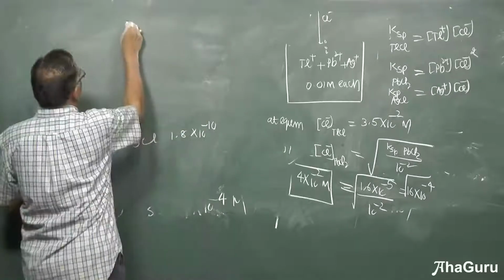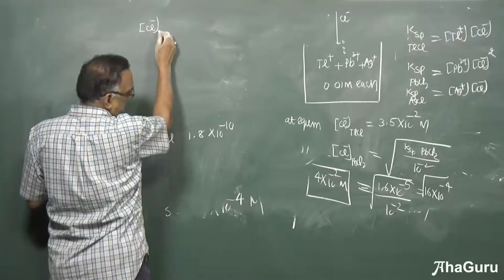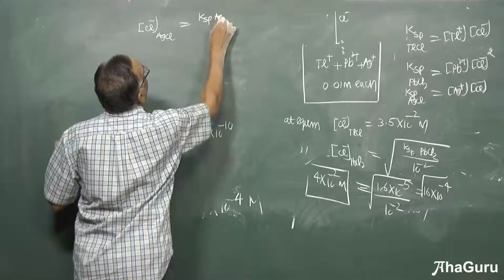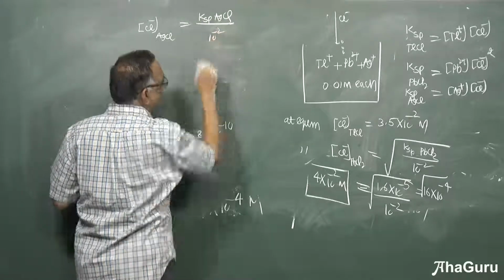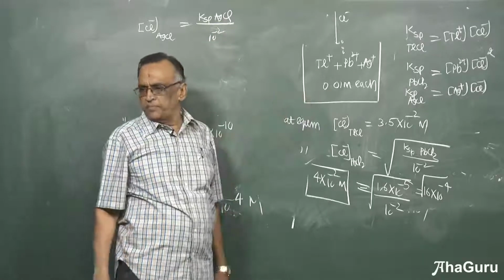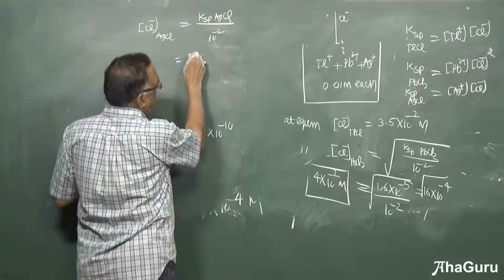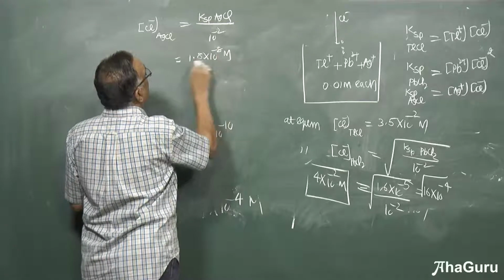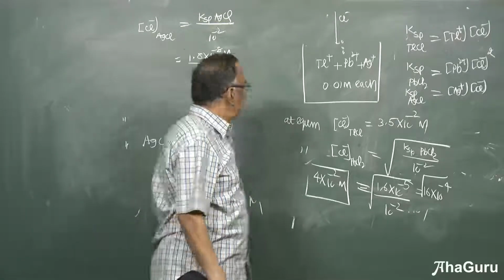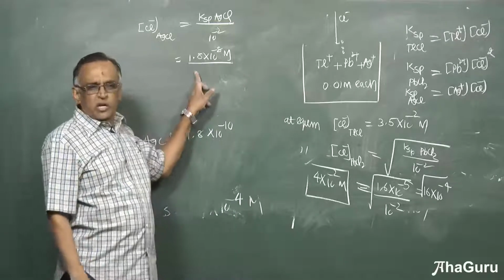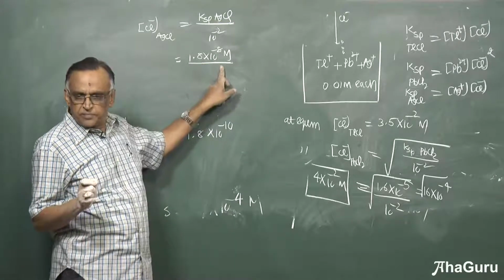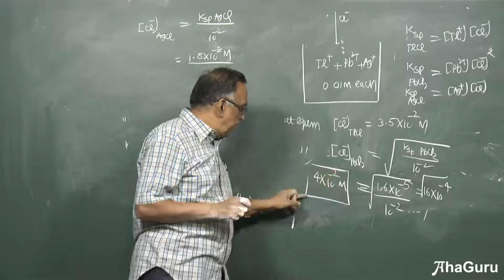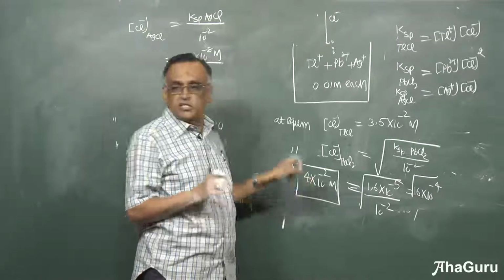Yes or no? Do the same thing for silver chloride. What is the concentration of chloride ion at equilibrium for silver chloride? KSP of silver chloride divided by 10 power minus 2. Why do you take 10 power minus 2? Because that is the concentration given. Okay, what is that? 1.8 into 10 power minus 8 molar. So, the chloride ion concentration at equilibrium for silver chloride is this. The chloride ion concentration for thallium chloride at equilibrium is this. The chloride ion concentration for lead chloride at equilibrium is this.